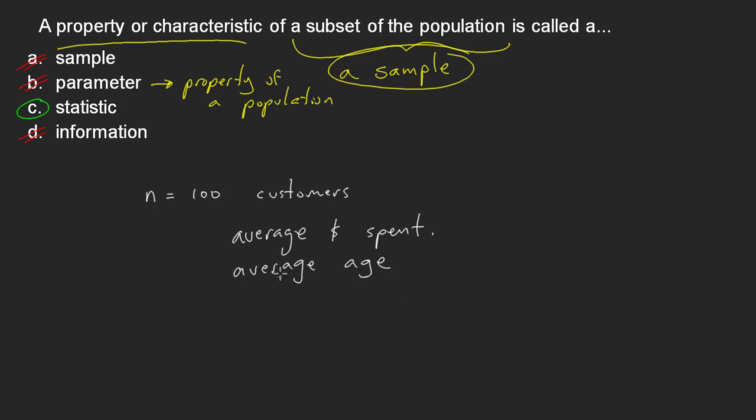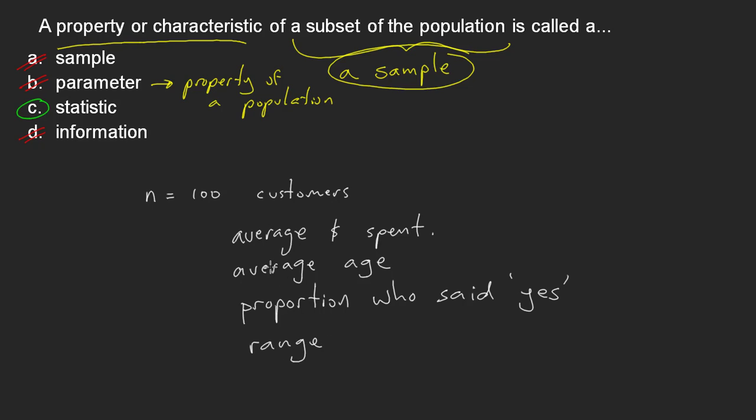And statistics don't need to be averages. If I was dealing with data that was not numerical, I could ask my customers whether or not they saw my online advertisement. And so I could look at the proportion of customers that said yes. The proportion who said yes. So I could have averages, I could have proportions, I could look at the range in their ages.